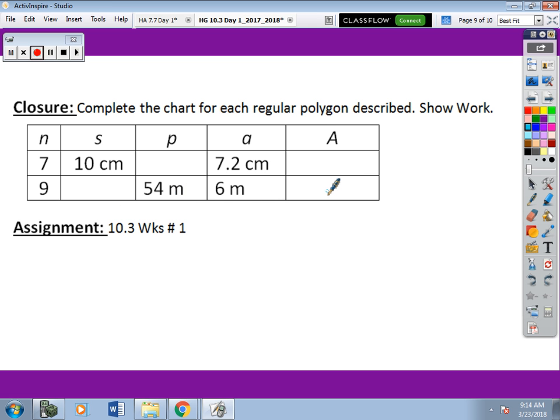So again, you may want to jot down the formulas that you know at the top of the columns. So perimeter equals n times s. Area equals 1/2 ans or 1/2 aP. So see if you can fill out the missing boxes while I pass out your homework.